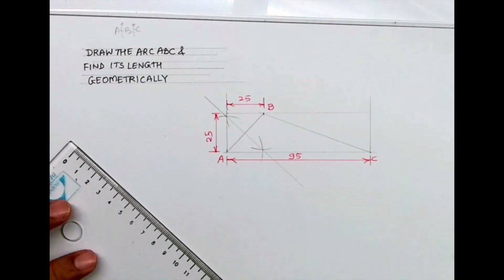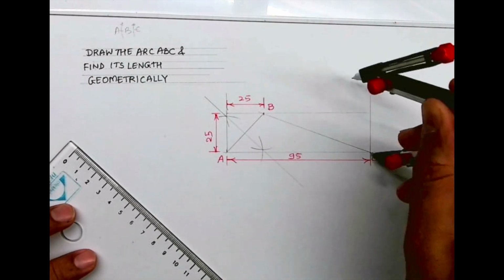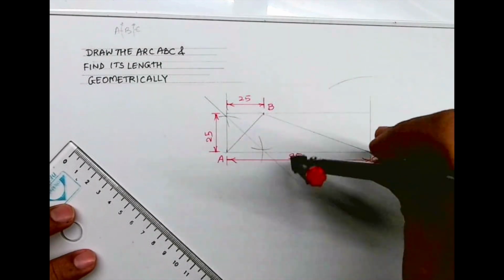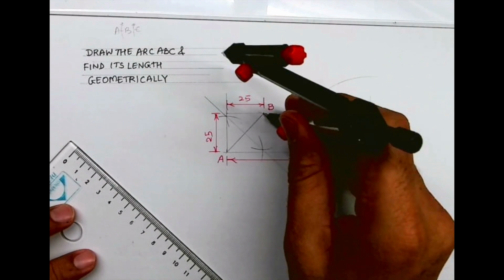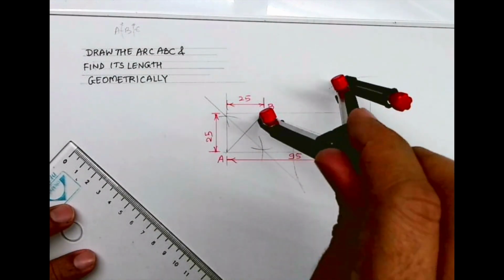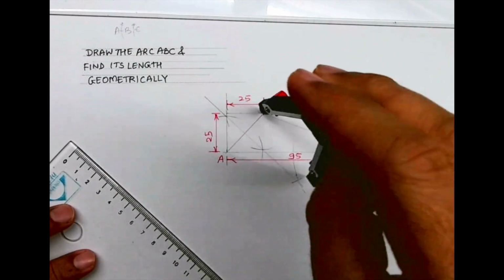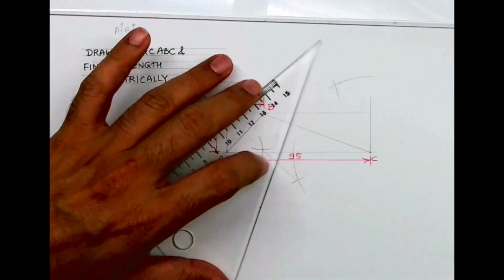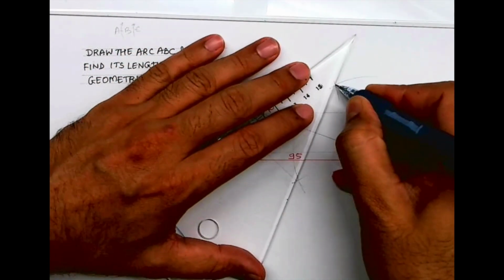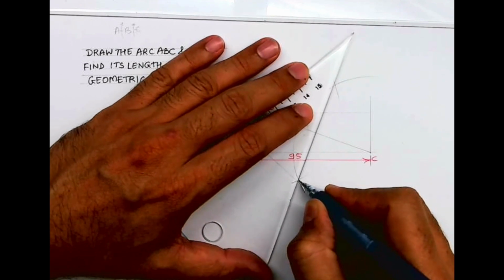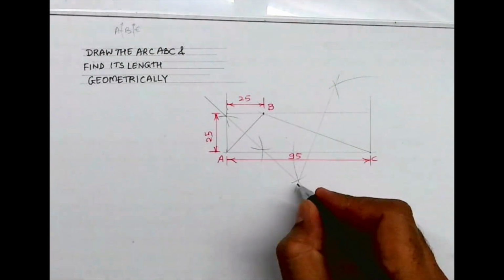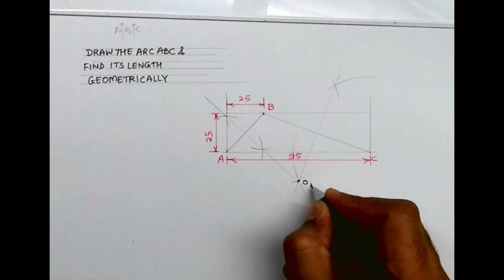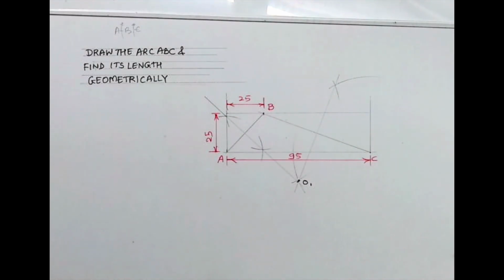Same way you bisect BC. From C you cut up as well as down. So what we are doing, we are bisecting line AB and BC. Wherever it will cut, that is point O1. Take O1 to A and you draw curve ABC.